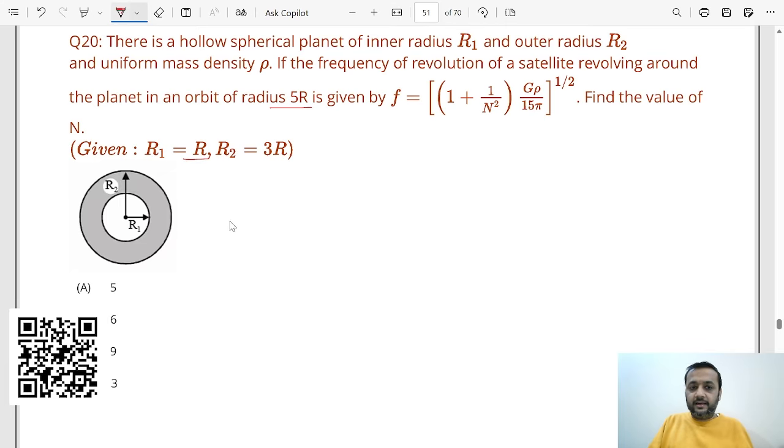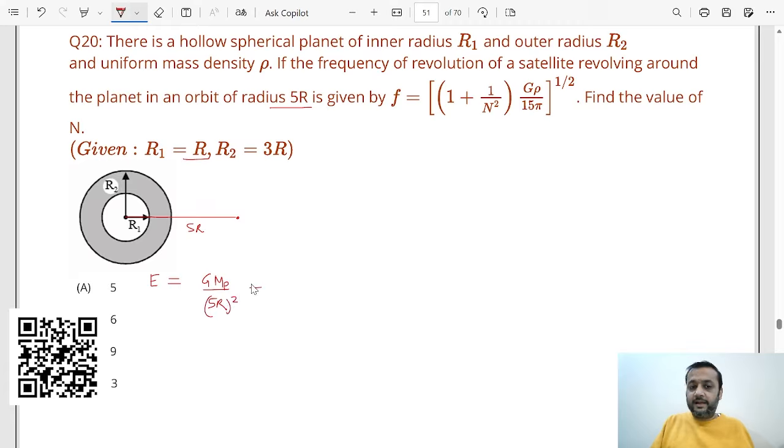Let me write the field at this point, which is at a distance of 5r. The gravitational field, which I am representing by the symbol E, will be G into mass of the planet upon 5r square. This is the field.